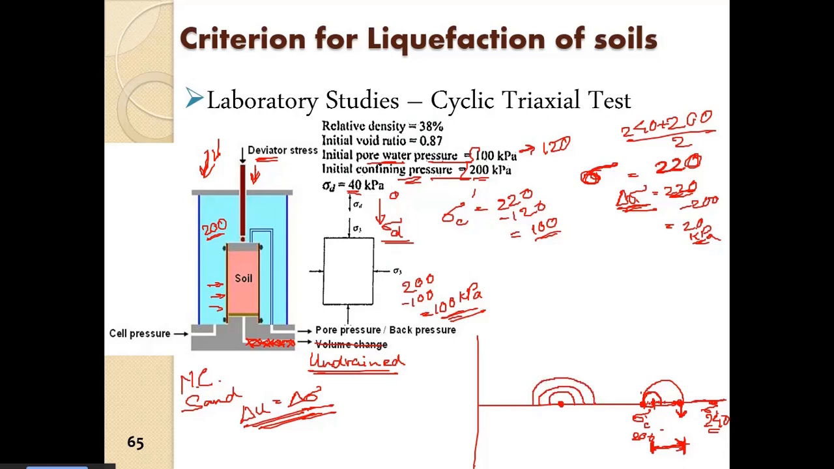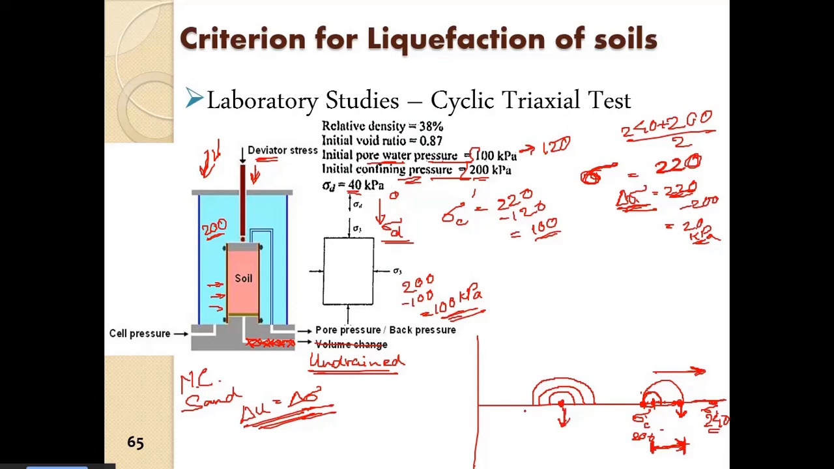Okay, so though the total stress is increasing towards the right side, due to the increase in the pore pressure, what is happening is that the mean confining stress is remaining at the same point.